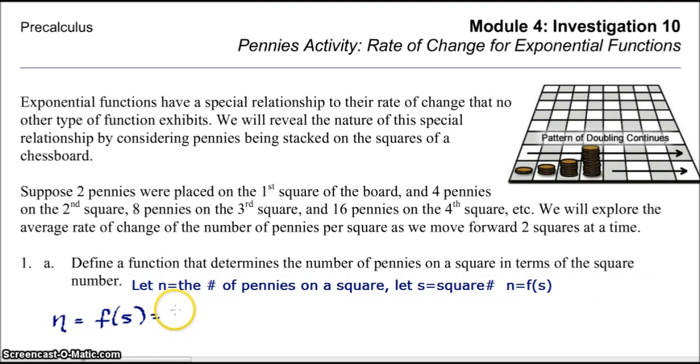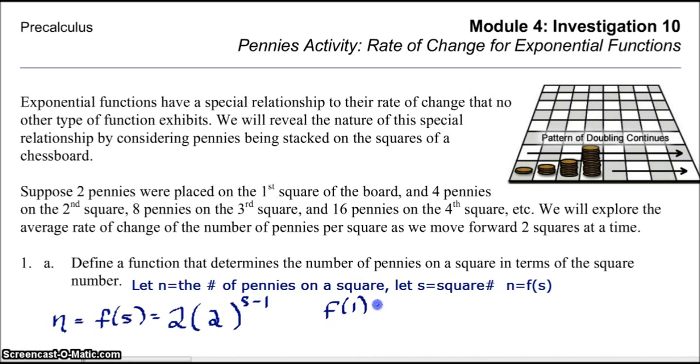The number of pennies on the initial square is 2. And what's my growth rate? We double each time, so we always multiply the number of pennies by 2. So note, I think this equation works if we're on the first. Nope, it doesn't quite work. Let's subtract 1 here.